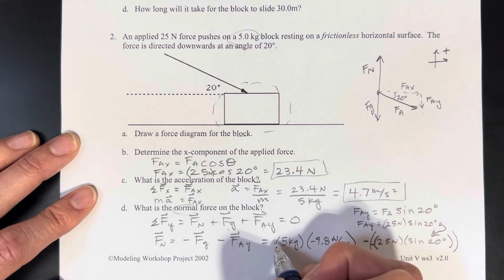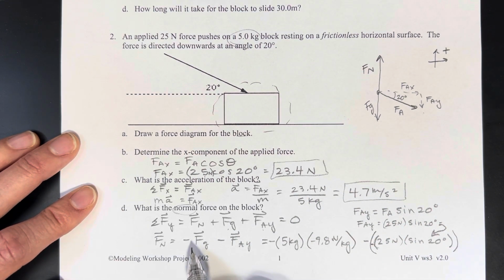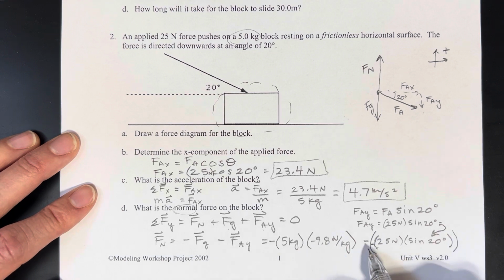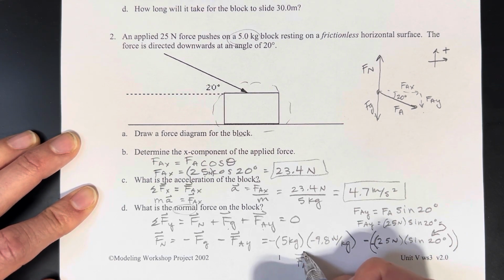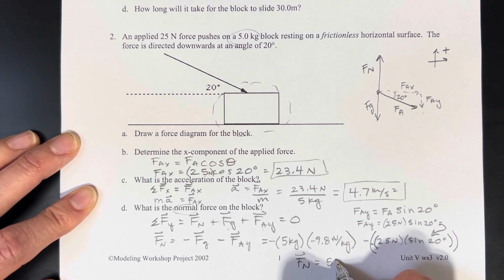Oh, that's what I forgot. I was like, this isn't working out. I subtracted force of gravity, and then I subtracted my applied force. So I have lots of negatives here. I have -5 times -9.8, that's going to turn into a positive. And then I'm subtracting a negative, that's going to turn into a positive. So when I do that whole calculation, I get my normal force is equal to 57.6 newtons.